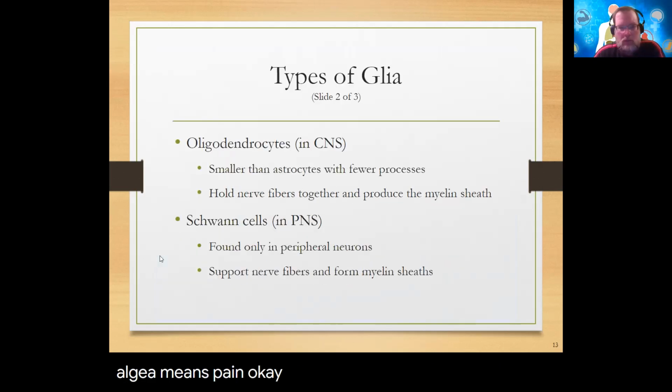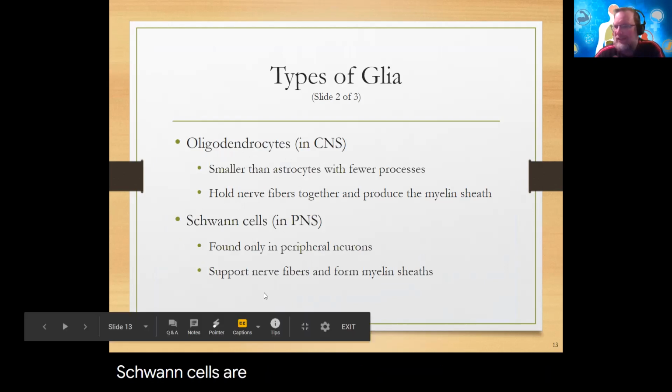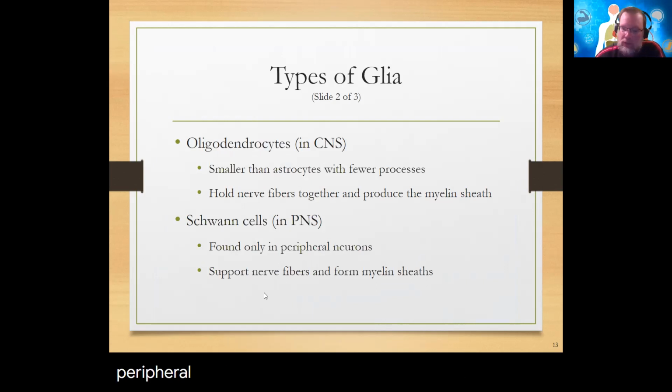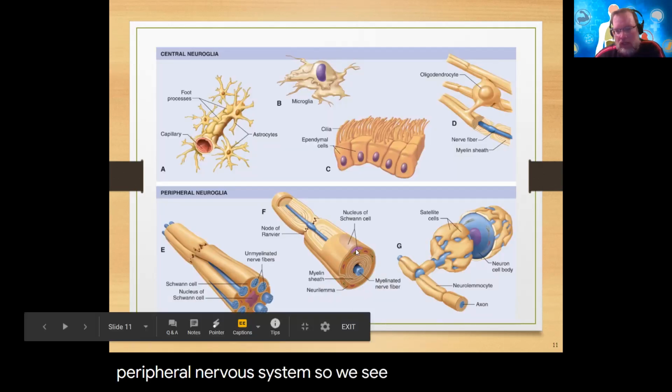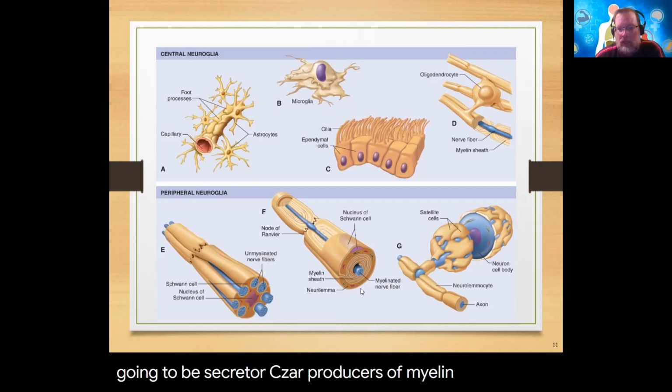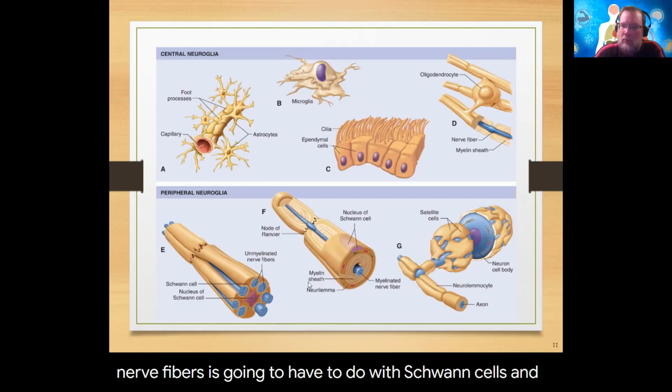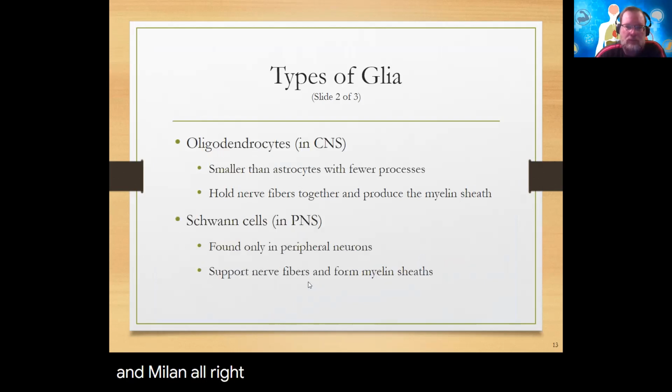Let me go to this one. The Schwann cells are basically the insulators for nerves of the peripheral nervous system. Schwann cells are secretors or producers of myelin that create what we call a neurolemma. A lemma is basically like a membrane. So the membrane around nerve fibers has to do with Schwann cells and myelin. All right.